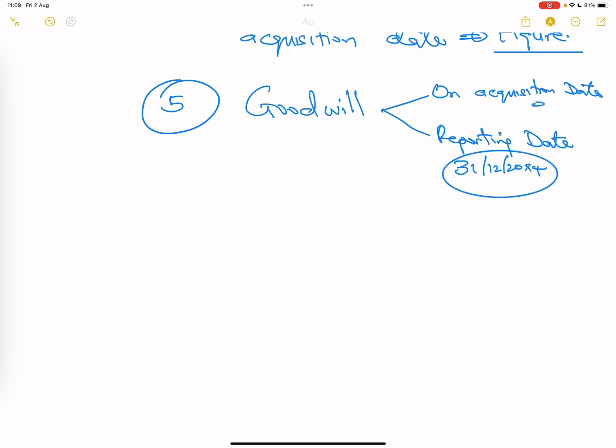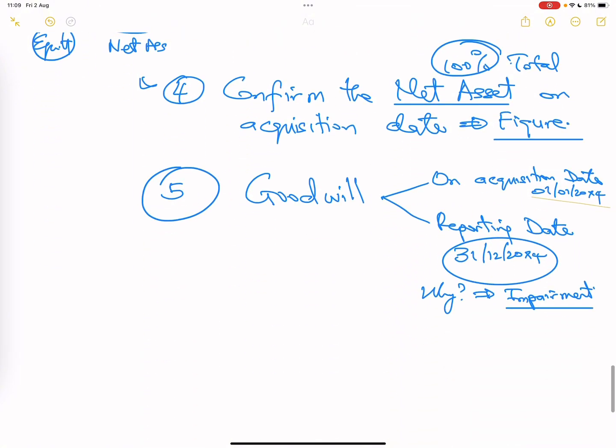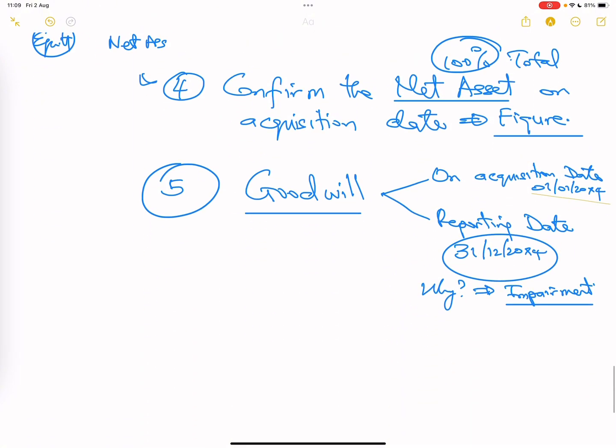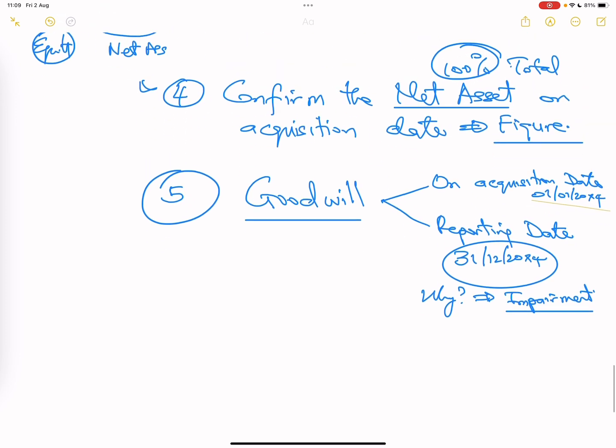So the goodwill on 1st January 20x4 might not be the same. And why? Because of impairment. So if they tell you there is an impairment, you need to deduct that. And I will take a topic on impairment of goodwill in this section as well as we move on, but I'm building your understanding. So start slowly understanding the steps before we go into numbers. All right, so we'll deal with goodwill in section 5. You might be asking me, how do you calculate goodwill? I will show you. I can just tell you right away, it's super easy.